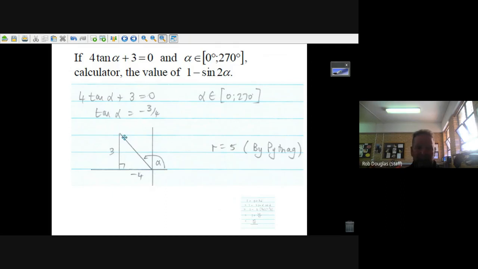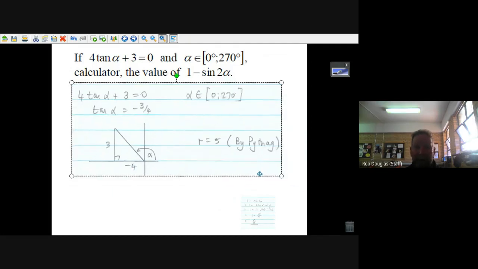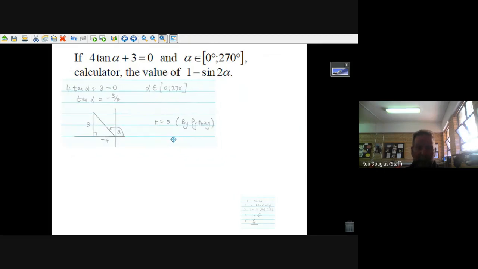Now, the big thing is you've got to figure out what the radius of this triangle is. And if you use Pythagoras, you go 3 squared plus negative 4 squared, square root it, you'll get that this is 5. This is a 3, 4, 5 triangle. So now we know that this radius is 5, this is 3, and this is minus 4. That's enough information to carry on to be able to do the next part.